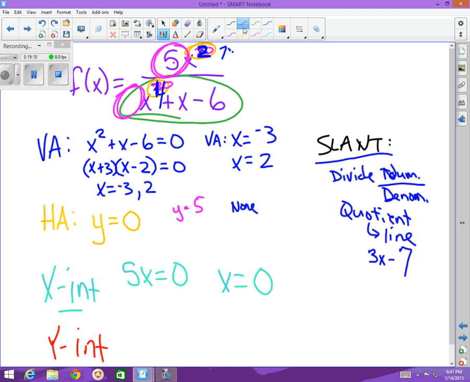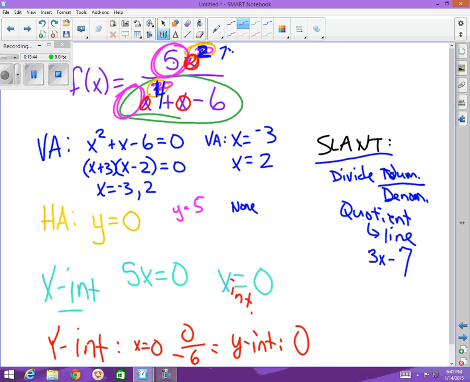And finally, then the y-intercept. Remember the y-intercept, x equals 0. So then if you put a 0 here, and a 0 there, and a 0 there, that's going to be 0 over a negative 6, which is 0. So the y-intercept is also 0, and this is the x-intercept.